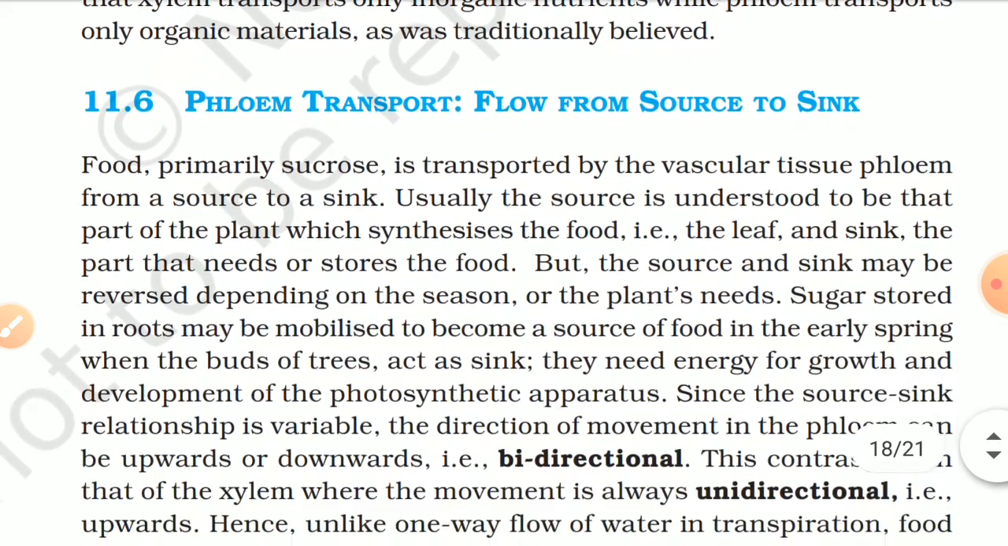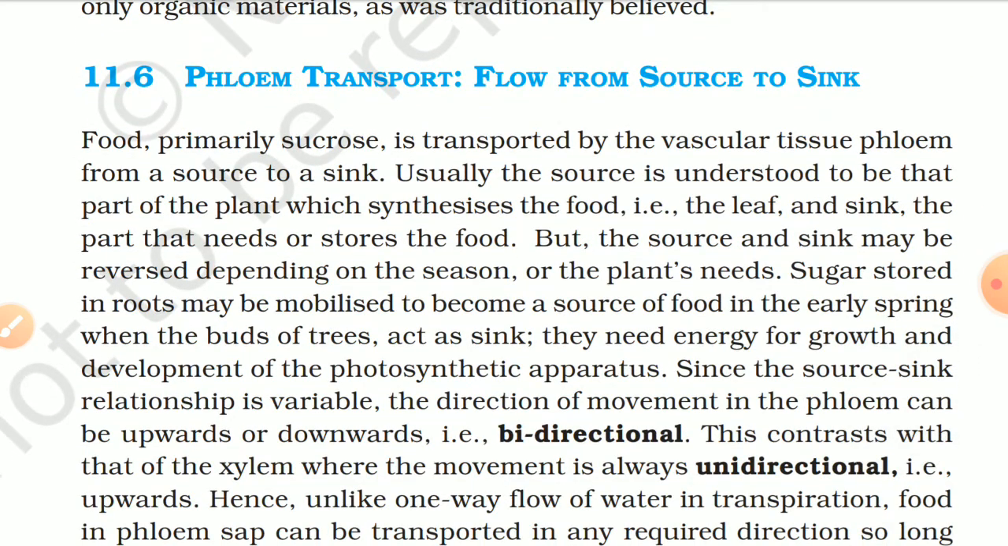11.6 Phloem transport: flow from source to sink. Food, primarily sucrose, is transported by the vascular tissue phloem from a source to a sink. Usually, the source is understood to be a part of a plant which synthesizes the food, that is, the leaf, and sink, the part that needs or stores the food. But the source and sink may be reversed depending on the season or the plant's need.